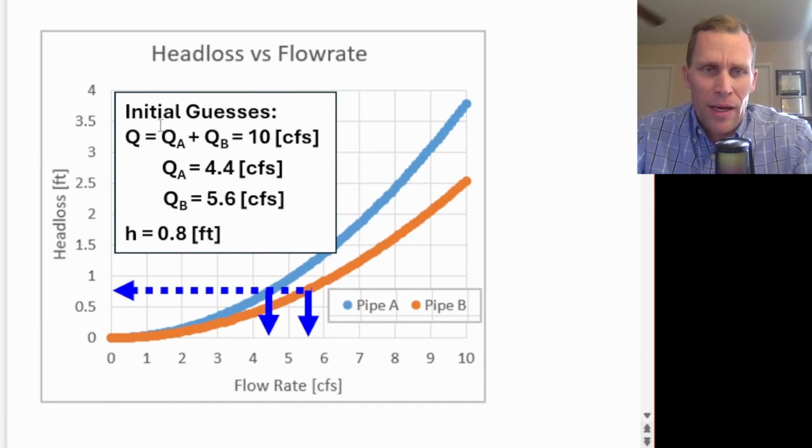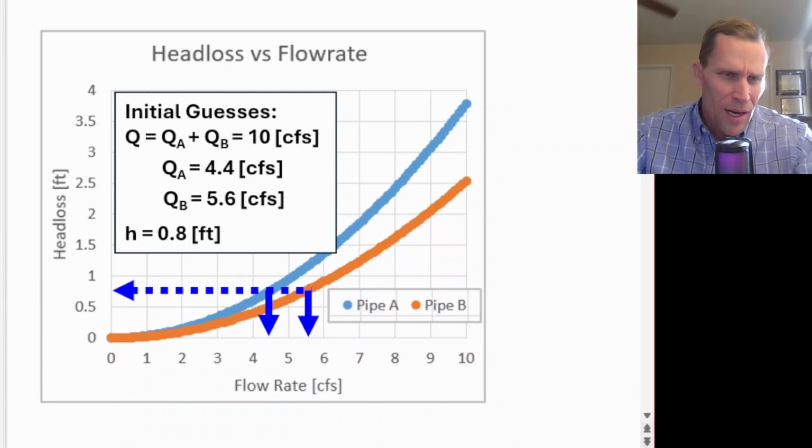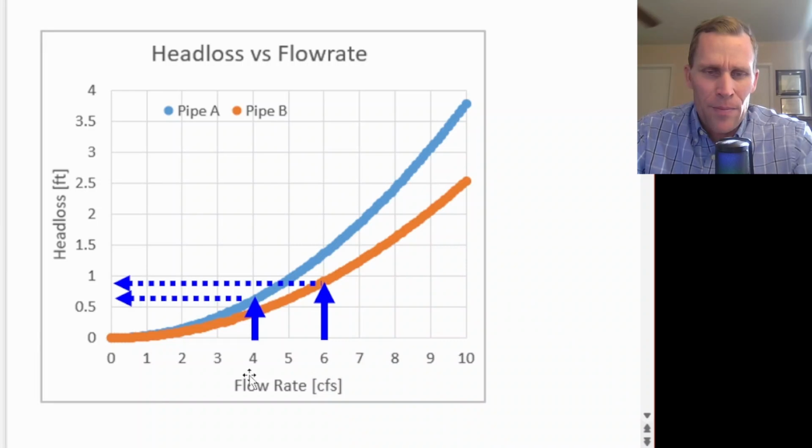I would actually argue that our initial guess right here is more accurate than the results from our first iteration, where the flow through pipe A is 4.4 and pipe B is 5.6 CFS. But what we got was this slide right here. It shows 4 CFS through pipe A, 6 CFS through pipe B. And if you trace those lines up to the curves A and B and then over to the head loss, you can see that we're close to 0.8, but not exactly.